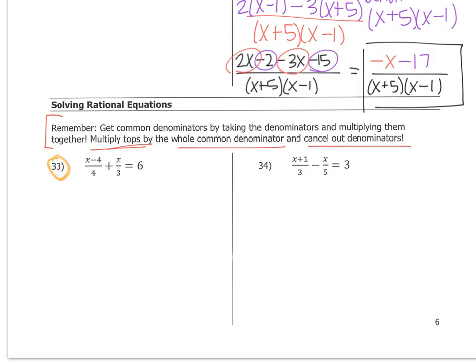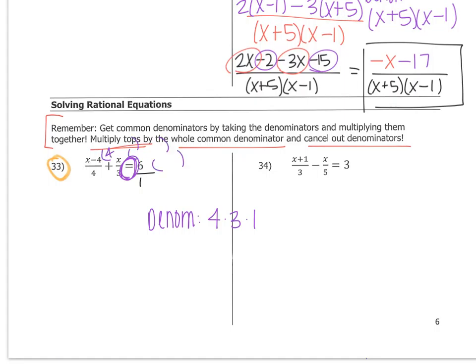So first things first, put anything that's not a fraction over 1. Then from there, identify your denominator. So I have a 4, I have a 3, and I have a 1. 4 times 3 times 1. Because of this equal sign, that makes the difference between the problems we were just doing and the problems we're going to do now. Equal sign means multiply by everything.